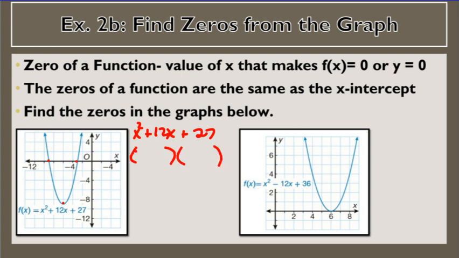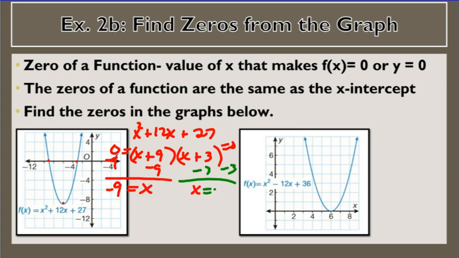So let's factor these. What do we multiply to get 27, but added together gives us 12? It's a positive 9 and a positive 3. And then I just make both of these equal to 0. I subtract 9 here on both sides. X would equal negative 9 on this side. Subtract 3 on this side. We would have x equaling negative 3, which would make sense because this is between negative 4 and negative 2, and this one's between negative 10 and negative 8. So our zeros are negative 9 and negative 3.